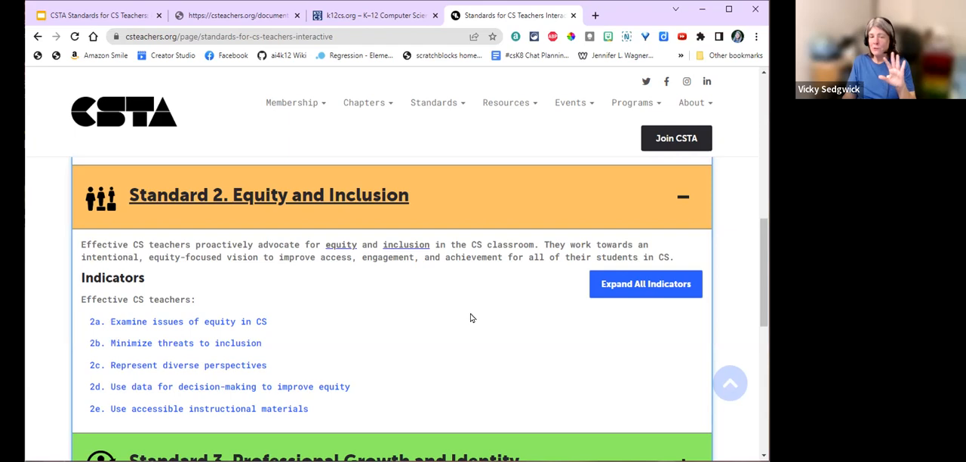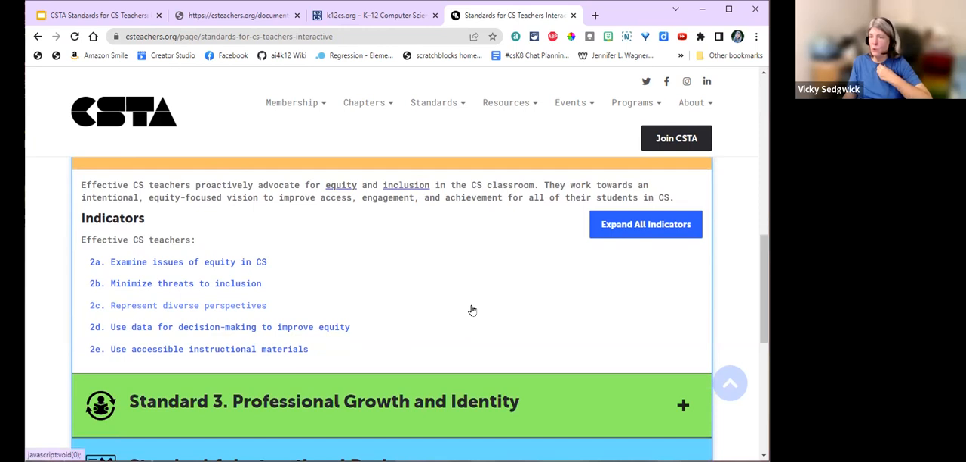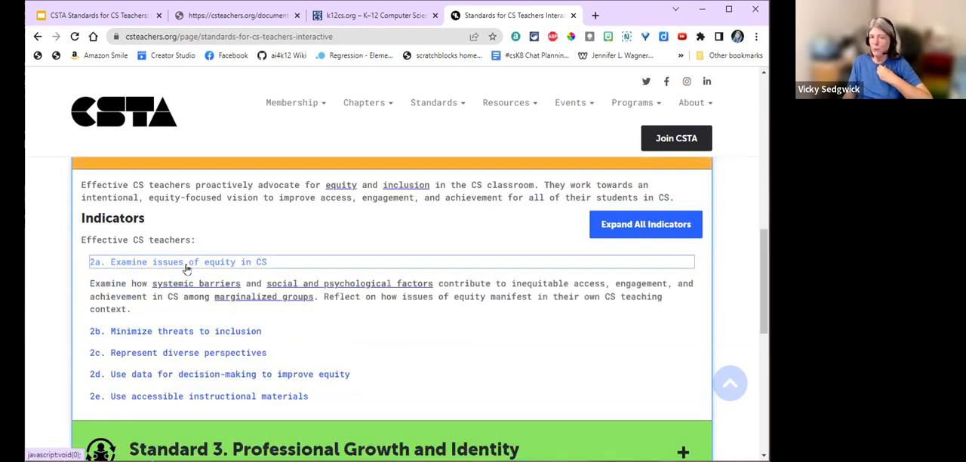So we felt it needed to be its own separate standard, and you will see other things about equity and inclusion within some of the other standards as well. So this one is specifically about you as a teacher. It's about having you examine issues of equity in CS and understanding them yourself.